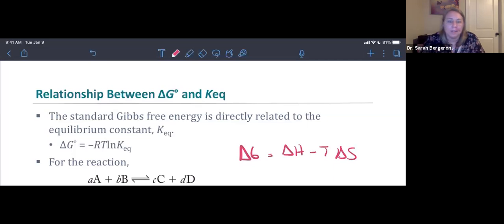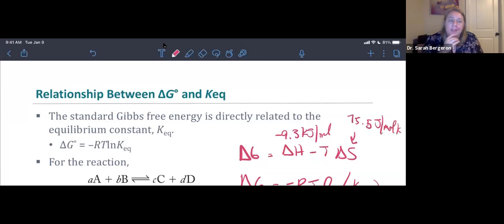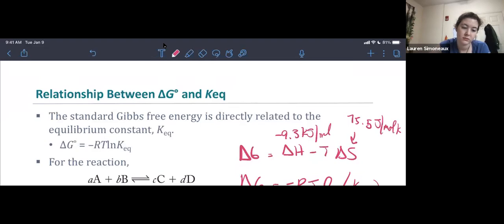Okay. So once you use this formula, what else do we know? We also know delta G is equal to negative RT ln K equilibrium. So the first thing you do is solve for delta G, because you know delta H and delta S. What did they give in the problem? Delta H is negative 9.3 kilojoules per mole. Delta S is 75.5 joules per mole K. And I have 25 degrees Celsius. So what do I need to do? Convert Celsius to Kelvin.